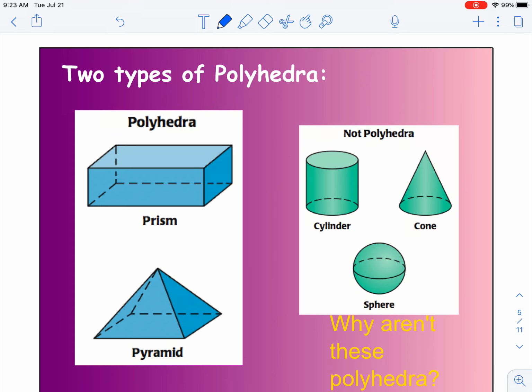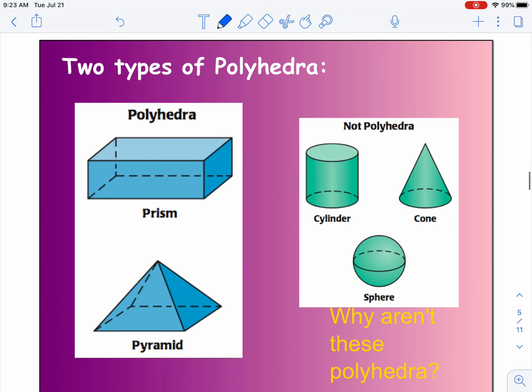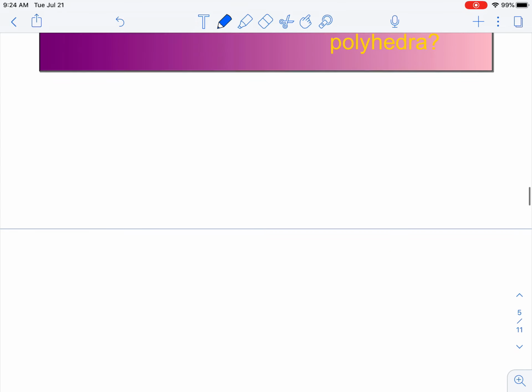Now, the ones on the right in green are not polyhedra. Polyhedra is just the plural of polyhedron. So these are not polyhedrons because of the curves. And because of those curves, there are no polygon faces. Because remember, a face has to be a polygon, and polygons are made up of three or more line segments. So that's why these are not polyhedron.